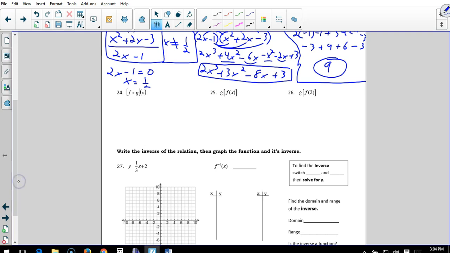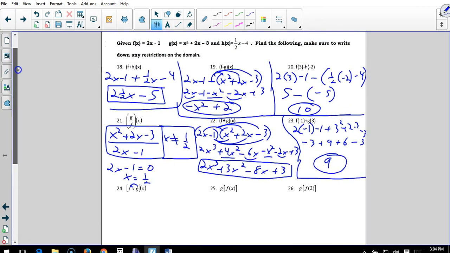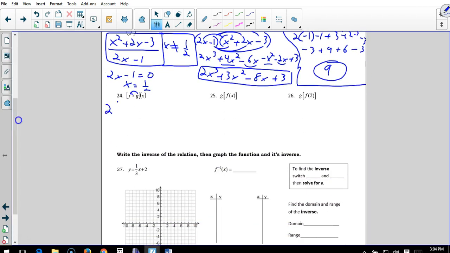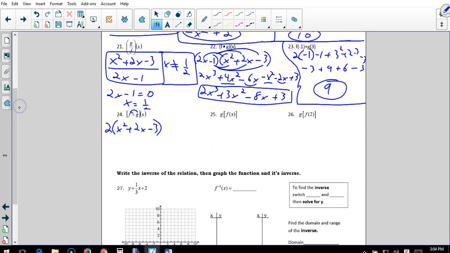f of g of x. Now remember, this is where you take g and plug it into f. So what's f again? 2x minus 1. So we start to write that and take the x out, and now we're going to plug g in, which is x squared plus 2x minus 3. There's my x. I took x out and put that in. Substitution. So 2x minus 1. Distribute my 2. Not to the 1, because the negative 1 is outside the parentheses. And now I just simply have 2x squared plus 4x minus 7.